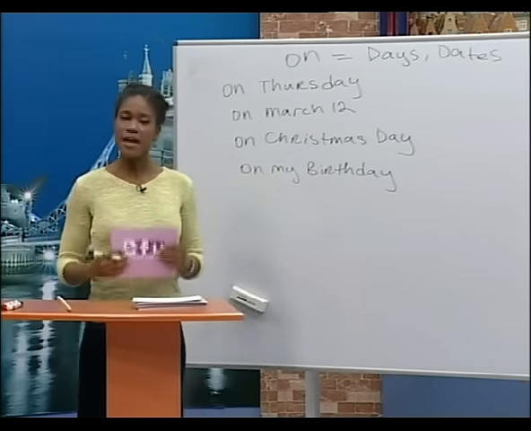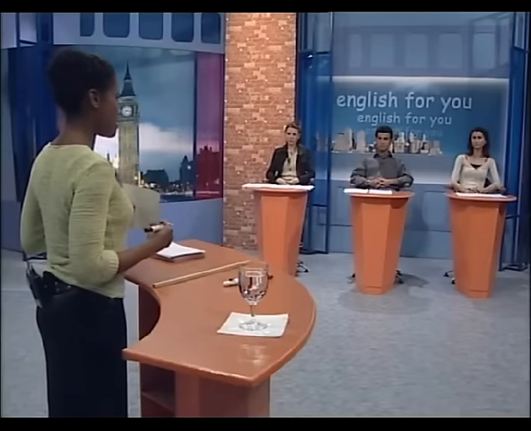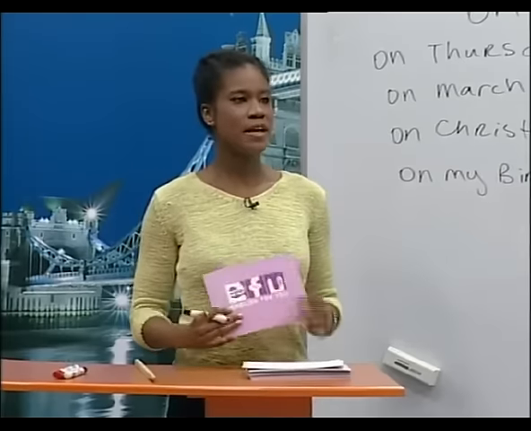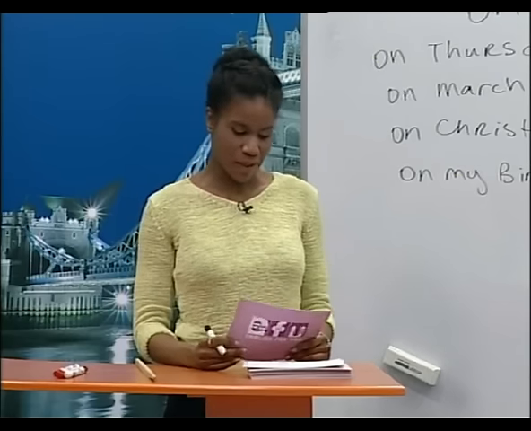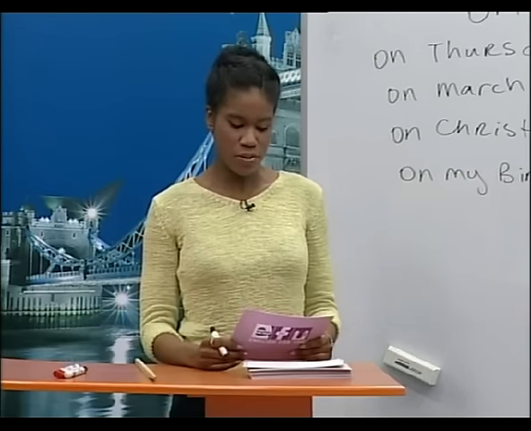Okay, now let's practice using the preposition on. Sylvia, when is your birthday? My birthday is on the 18th of May. It's in the spring. I love spring. Oh, I like spring too. Anna, when do you celebrate Christmas? On the 24th or the 25th of December? We celebrate it on Christmas Day. That's the 25th of December.